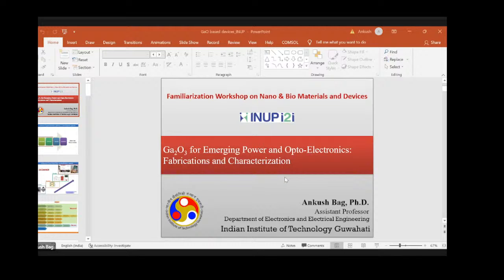His efforts are well articulated in his numerous publications as well as his vivacious participation in several conferences in India and overseas. Professor Bagh will be acquainting us with the topic gallium oxide for emerging power and optoelectronics, its fabrication and characterization. Along with this, he will present his recent research towards power device and optoelectronic device development based on the low pressure chemical vapor deposition grown beta gallium oxide. Without further ado, I would like to request Professor Bagh to commence this session.